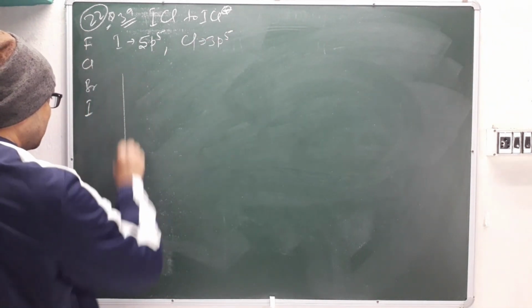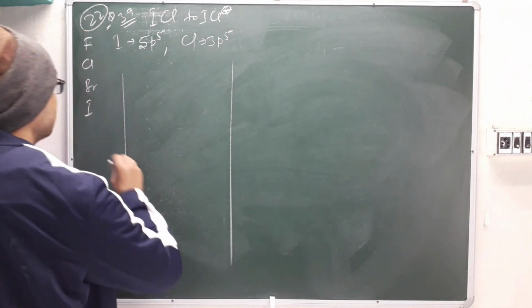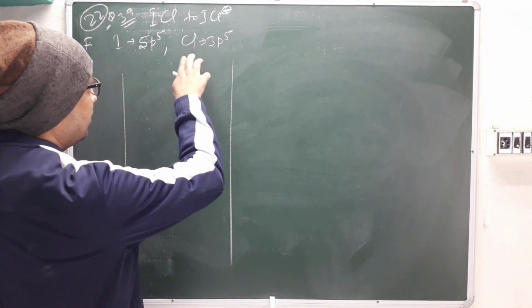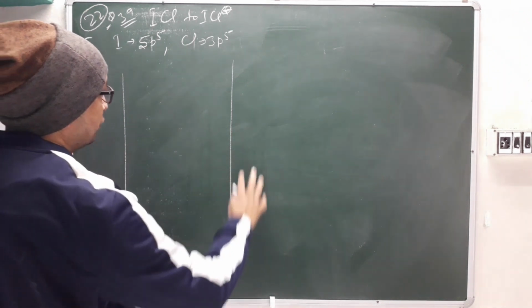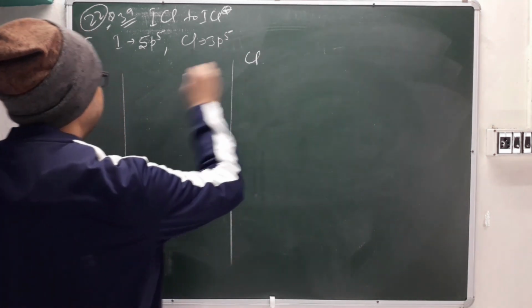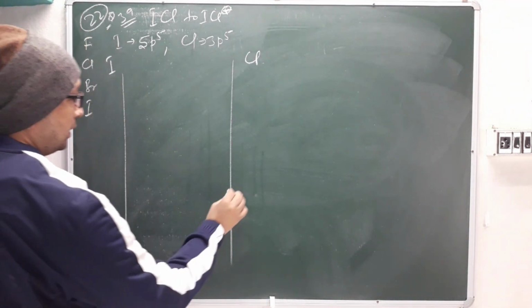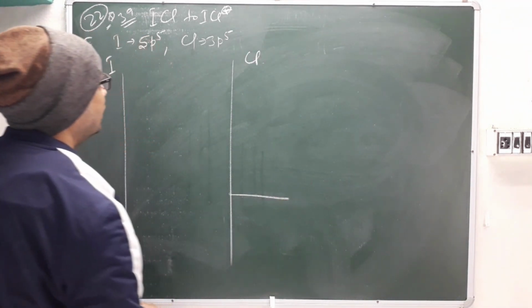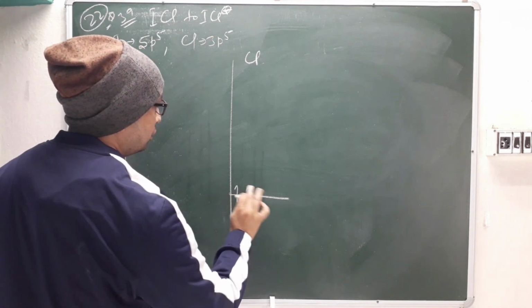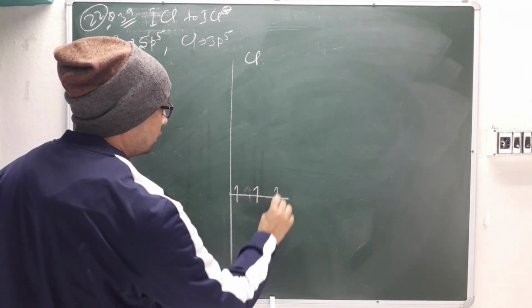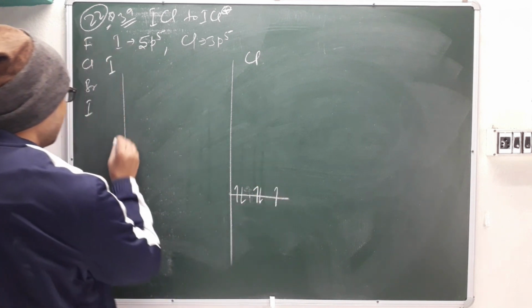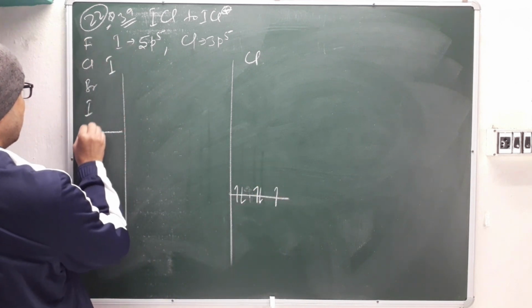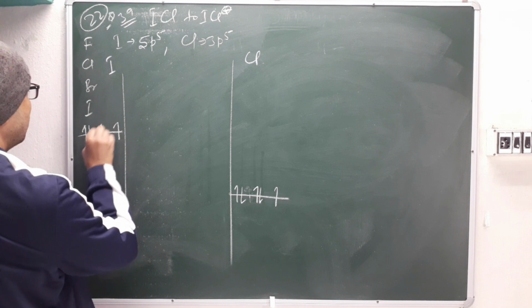Okay, so now we are going to write the MO diagram. Chlorine is more electronegative, so it will be brought down. We'll take chlorine this side and iodine this side. So this will be for chlorine: 5 orbitals, 1, 2, 3, 4, 5. And here I'll take it for iodine: 1, 2, 3, 4, 5.